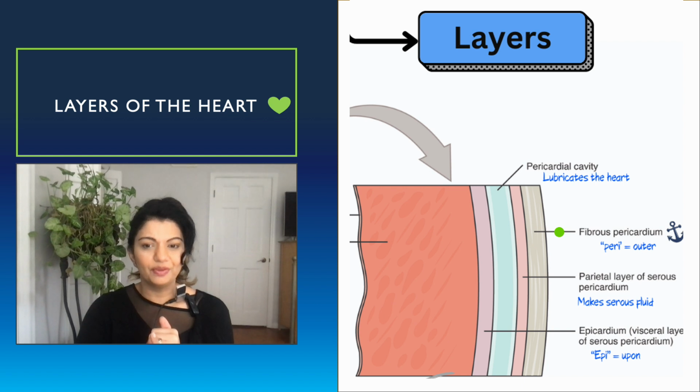So after that, we've got two serous pericardium layers. We've got the parietal and the visceral.